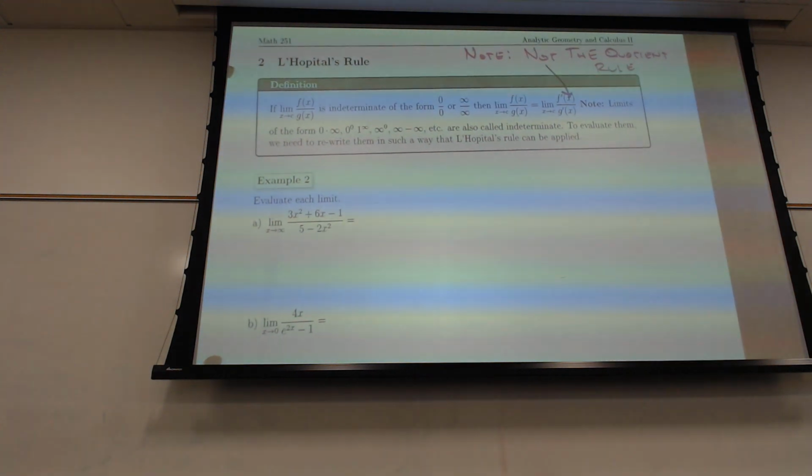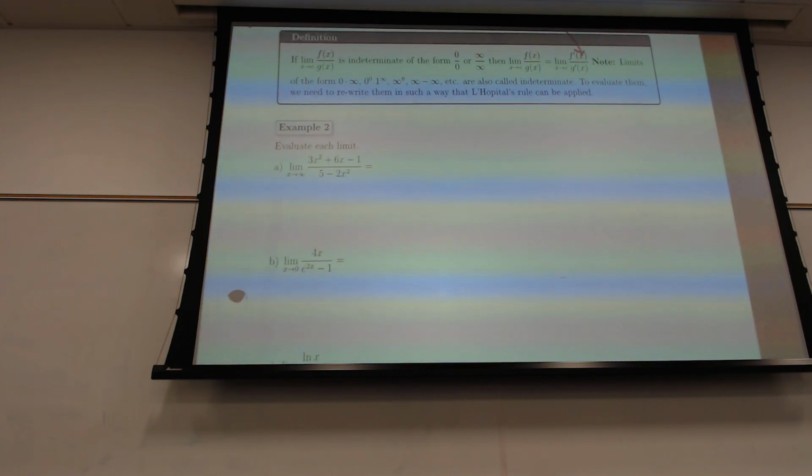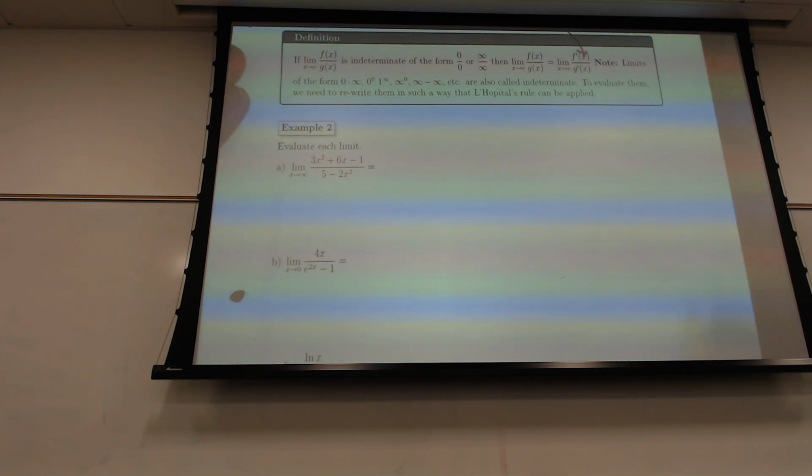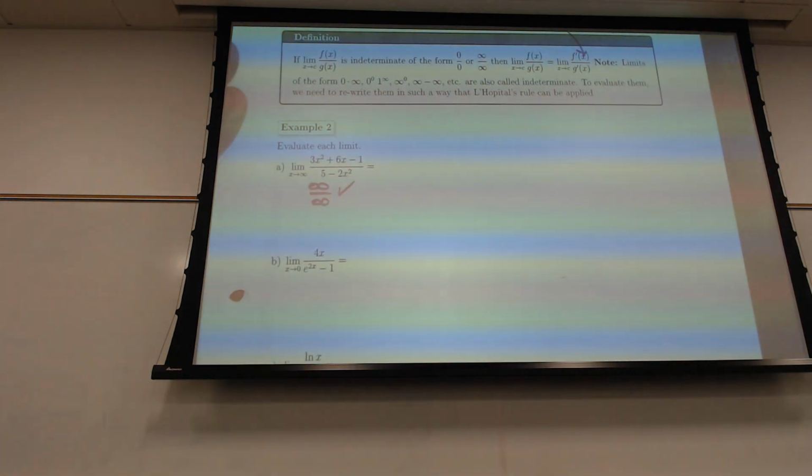It's only the derivative of the numerator divided by the derivative of the denominator, not the quotient rule. All right, so let's evaluate each limit. Let's evaluate the limit of 3x squared plus 6x minus 1 over 5 minus 2x squared. If we plug in infinity, where is this going to go? That's going to be infinity over infinity, all right? That means we can use L'Hopital's rule.